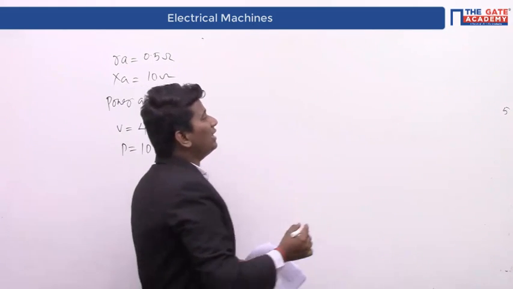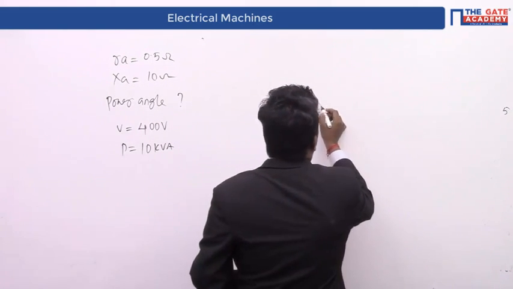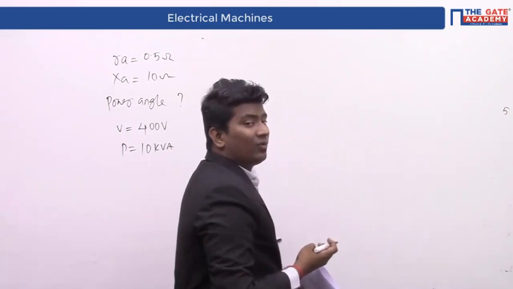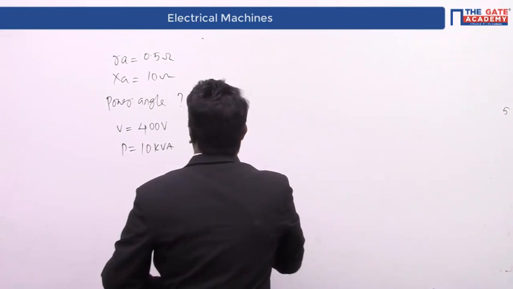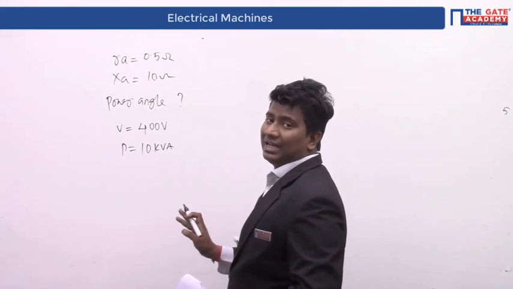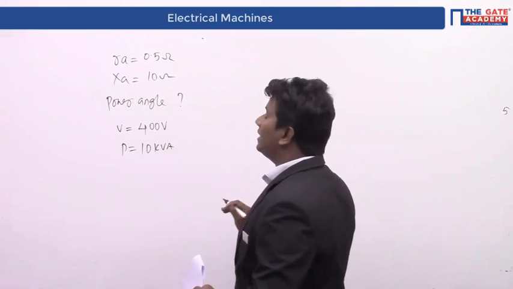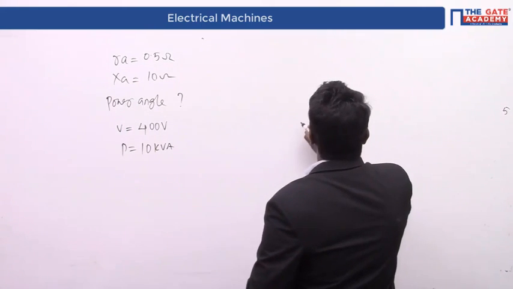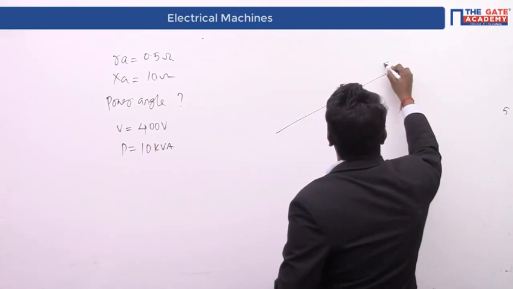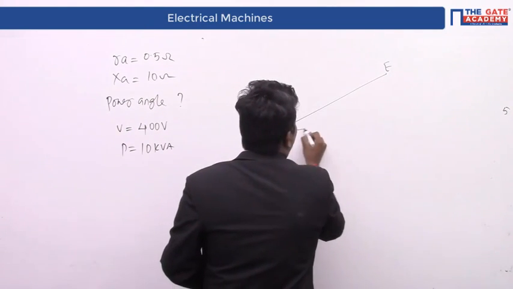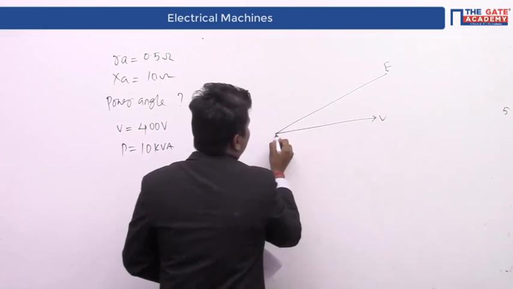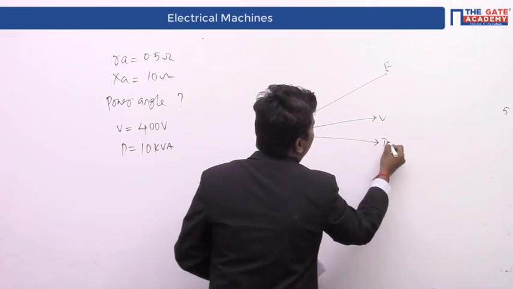This power angle can be found by drawing its phasor diagram. What is the phasor diagram for this particular alternator? As we know that, this is your E and this is your V and this is your power factor load current.